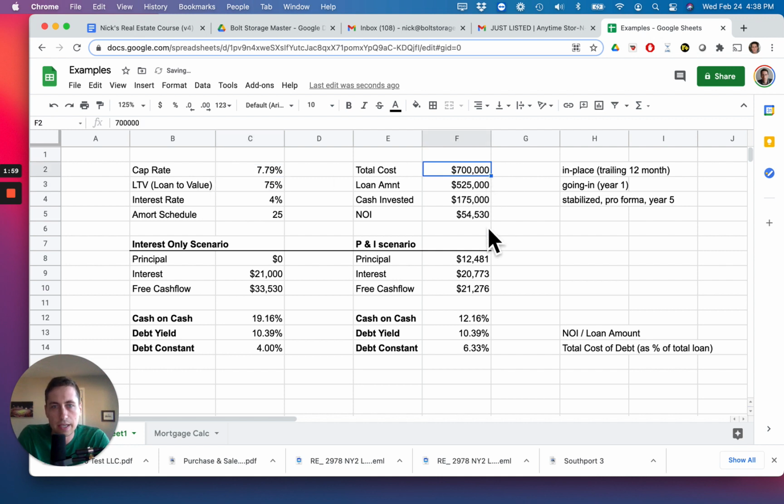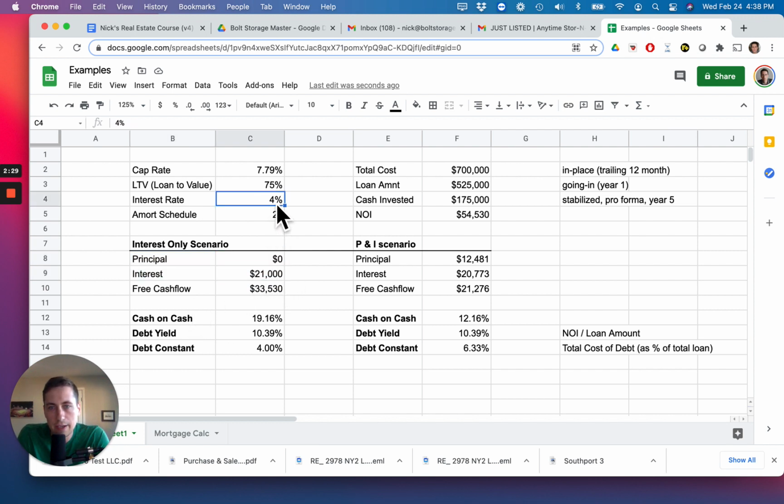Total cost, $700,000. Now, how are we going to leverage this thing? That's a big question, so let's think about it as we go here. Basically, what this broker is telling me is that in year 1, I can generate $54,530 in net operating income. Now, an interest-only scenario and a principal and interest scenario are different. If I can negotiate 1 year of interest only with my bank, meaning I only have to pay interest for the first year, this is what it would look like.